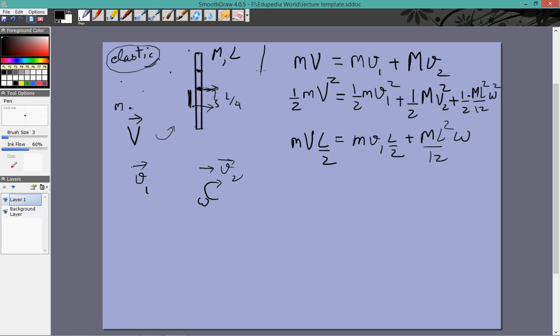We see that we got 3 equations and we have 3 unknowns. You can solve them, and in some cases, depending on the masses, you might get v1 to be towards the right, you might also get v1 to be towards the left if capital M is much greater than small m, right? So this is probably as difficult a question as you can get.